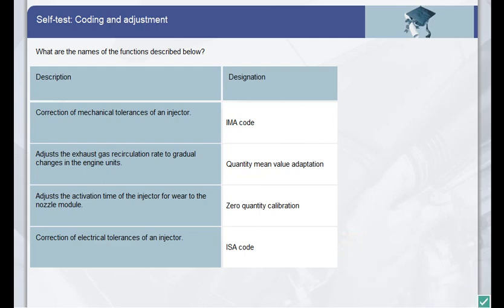Very good. The injector quantity compensation, or IMER code, compensates for the mechanical variations of an injector that arise during manufacturing. Gradual changes to the engine units are compensated for by the quantity mean value adaptation. The exhaust recirculation rate and the injection quantity are adapted to the set values. Zero quantity calibration adjusts the activation time of the injector for wear to the nozzle module. Electrical tolerances in the expansion of the actuator module are recorded at the factory using the ISER code.